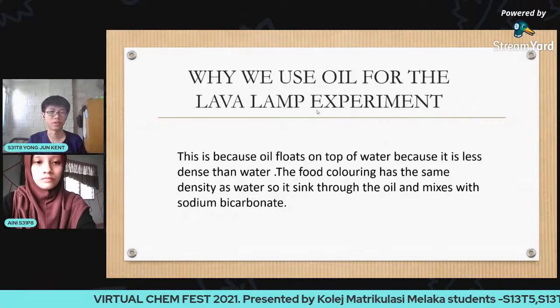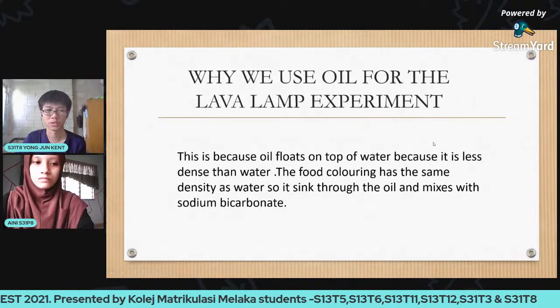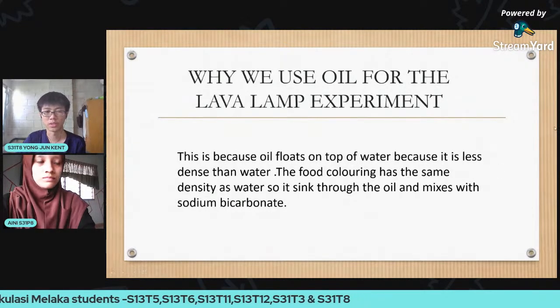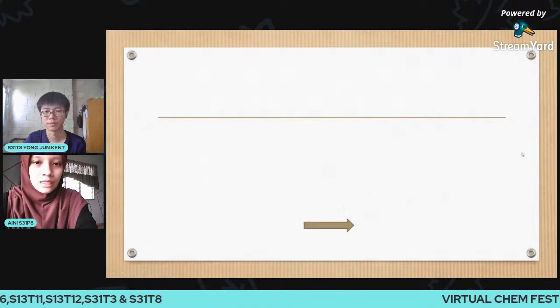And why we use oil for the lava lamp experiment is because oil floats on top of water, since it is less dense than water. And the food coloring has the same density as water, so it sinks through the oil and mixes with sodium bicarbonate.